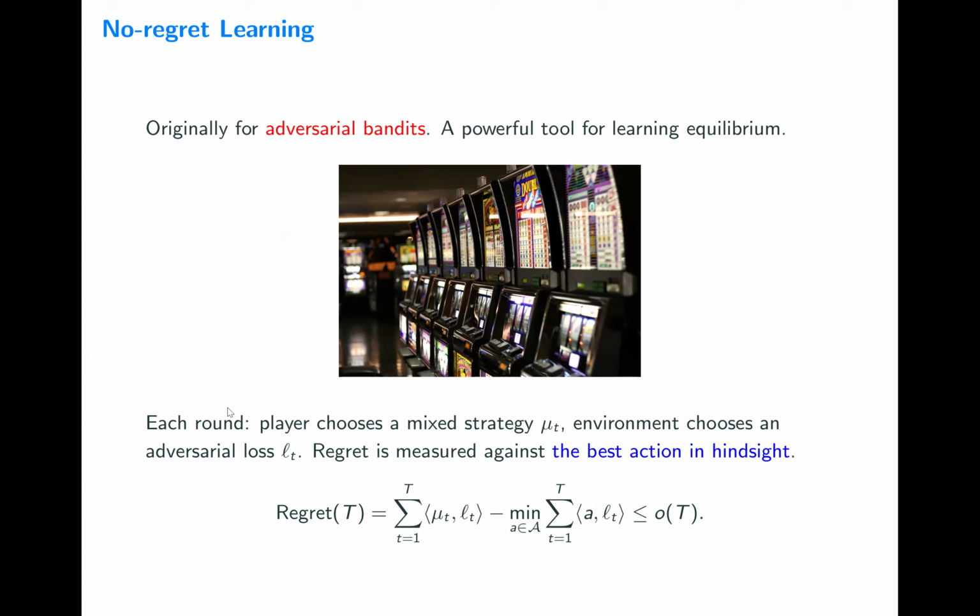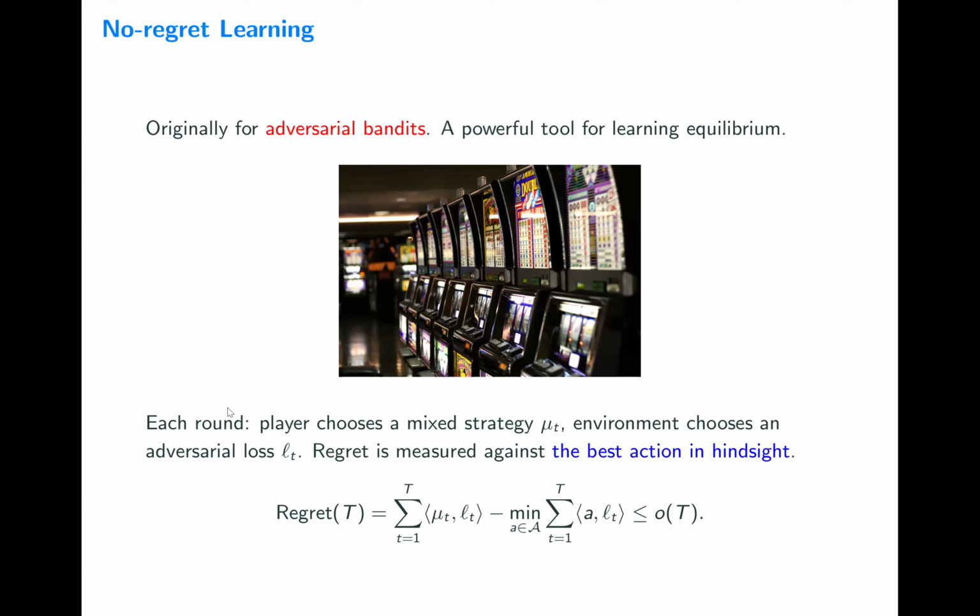Regret is measured against the best action in hindsight. Imagine in the history I recorded L1, L2, the adversarial losses for the first round, second round, until round T. After I know all the losses, I can in hindsight determine the best action for all those losses. My regret measures against that. If I knew beforehand all the losses, I'd take the best action, but now I don't know that, so I'm doing some random or smart strategy, and I hope this regret would be small.